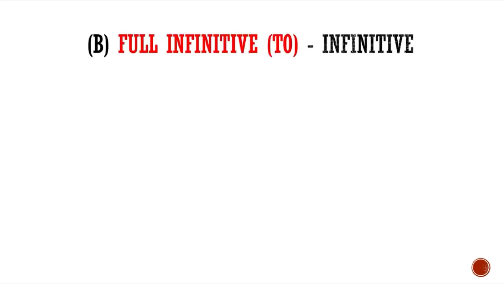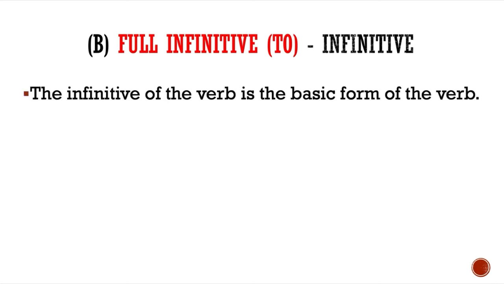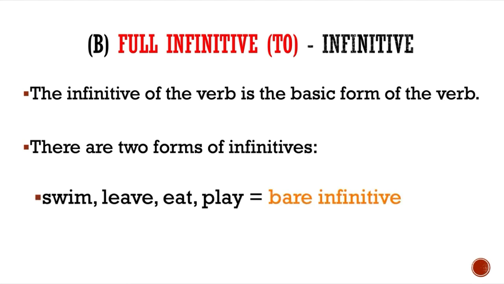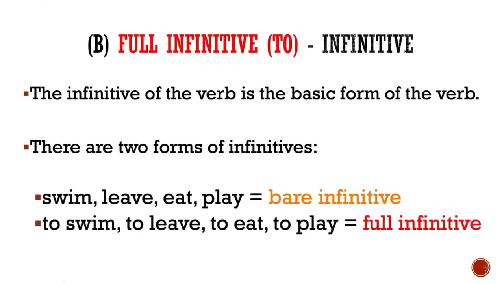Group B, full infinitive. The infinitive of the verb is the basic form of the verb. There are two forms of infinitives: bare infinitive, like swim, live, eat, play. If we add to to these verbs, they're called full infinitives, like to swim, to live, to eat, and to play.